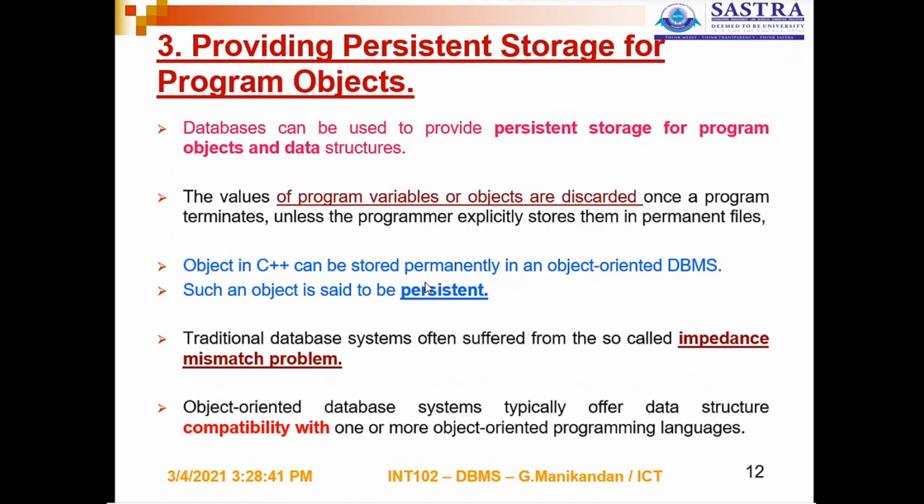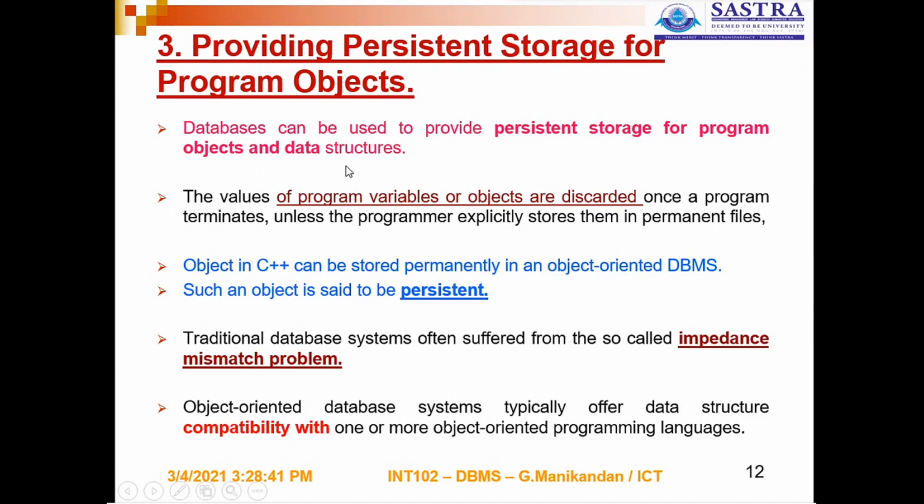So the third advantage is providing persistent storage for programming objects. When your data is said to be persistent, if you store the data in the secondary storage device, then only the data is said to be persistent. So your database provides persistent storage for program objects and data structures.